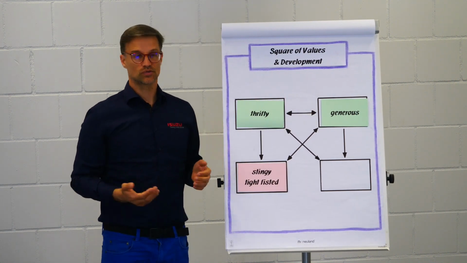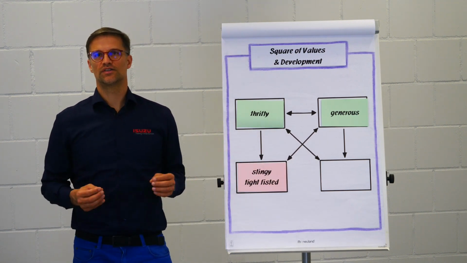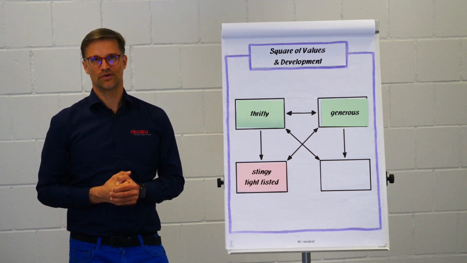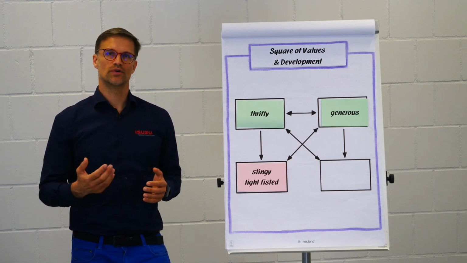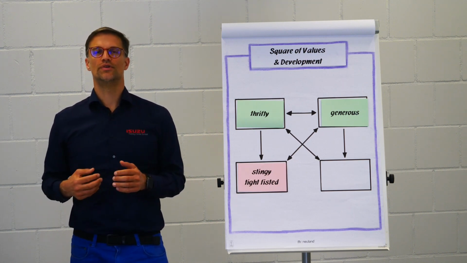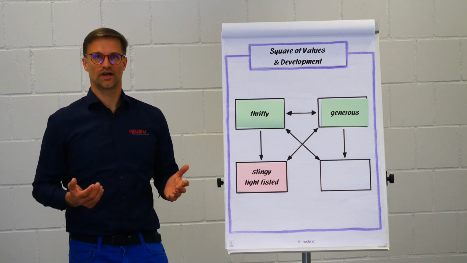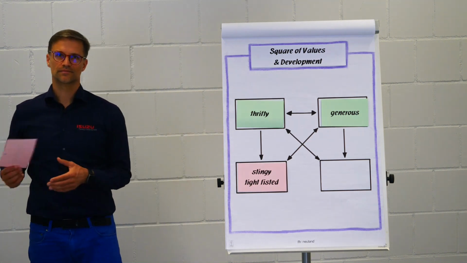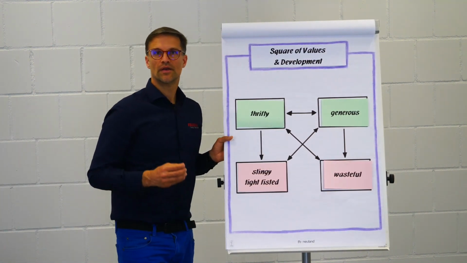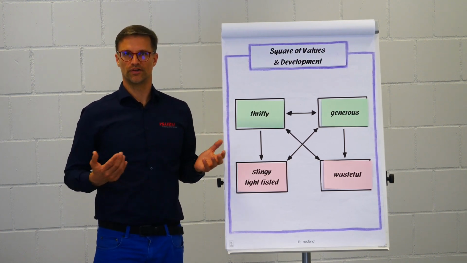And now there is just one square left to complement, and that is the exaggeration of being generous. If someone is too generous, if generosity is exaggerated, then it slides into negative. Then it becomes wasteful. So wasteful is the last word we have to add. Now we have a complete example of a square of value and development.